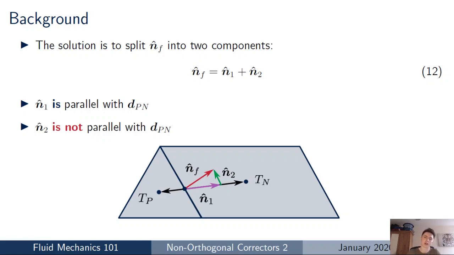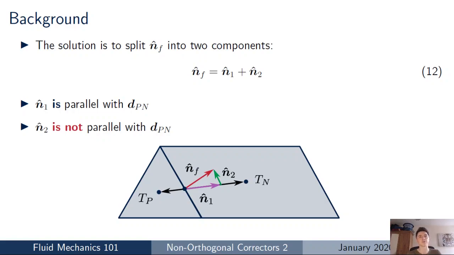So if you look at the diagram here, what we've got is nf, our unit normal vector, and we're decomposing it into two different vectors, N1 and N2. N1 is going to be a vector that's parallel with the vector dPn, and then N2 is just going to be the residual component, or whatever is left over after we've created that vector N1. And that's the standard approach that we use to account for non-orthogonal and bad meshes.